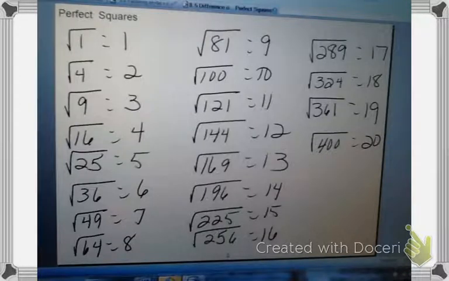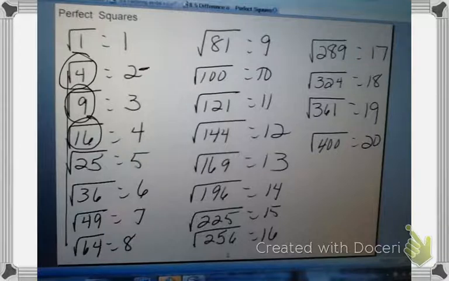Here is the list of the perfect squares. You will need to at least have the first 15 memorized for a problem on a daily quiz. You need to have them memorized. Like 4 is a perfect square. 2 is not a perfect square. 4 is. 9 is a perfect square. Square root of 9 is 3. Square root of 16 is 4. So all of these numbers are perfect squares. So write these down in your notes.